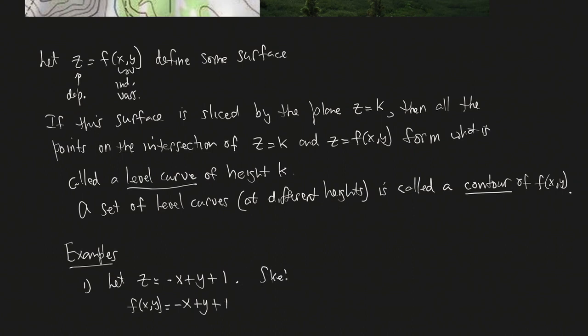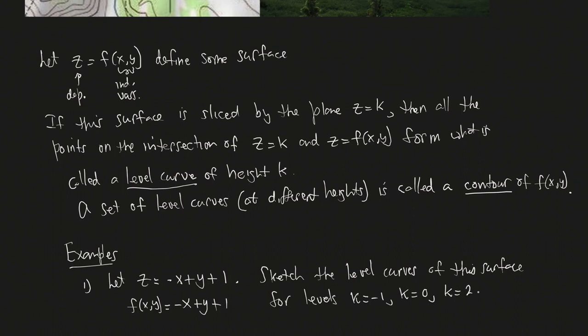Sketch the level curves of this surface, or we could say this plane, once we recognize that it is the equation of a plane, just in the explicit form, for levels. Let's take k equals negative 1, k equals 0, and let's take k equals 2.